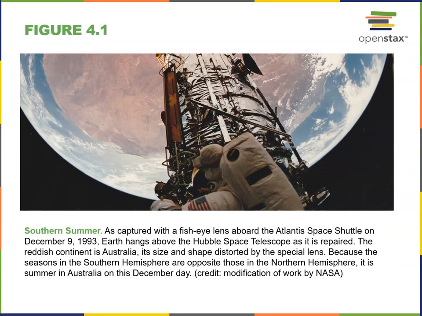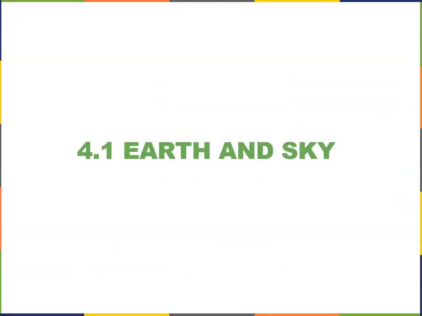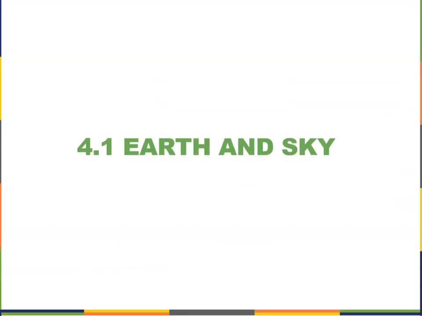This photo is from the Hubble telescope of Australia in December. While it is winter in the United States at the time, in this photo, Australia is experiencing summer. This is because the seasons in the southern hemisphere are opposite the seasons in the northern hemisphere. So our first section is the Earth and the sky.